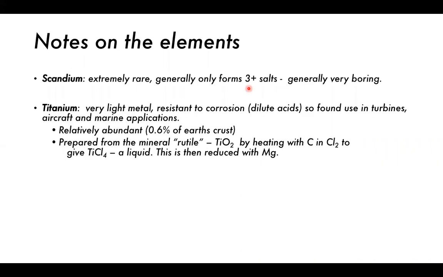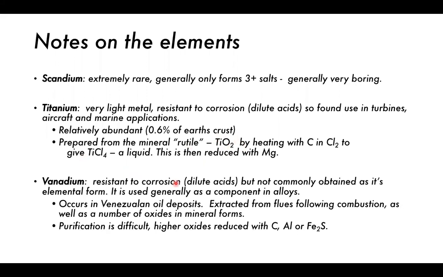Titanium, very light material, resistant to corrosion, dilute acid, so it's used in turbines, aircraft, and marine applications. It's relatively abundant. There's 0.6% of the Earth's crust, so certainly enough to be used in a lot of applications. It's prepared from the mineral rutile, TiO2, by heating it up with carbon in chlorine to give titanium chloride, which is a liquid, and then this is reduced with magnesium. So you mine this titanium oxide.